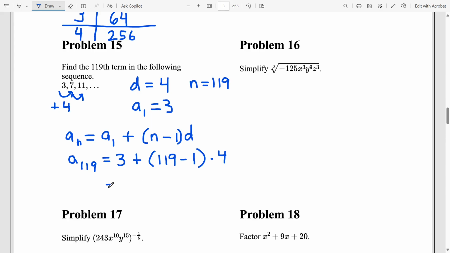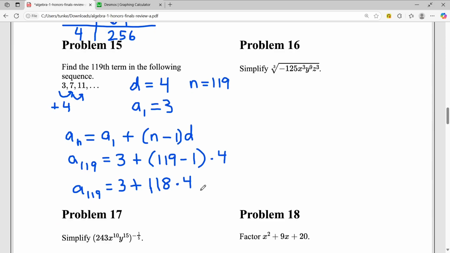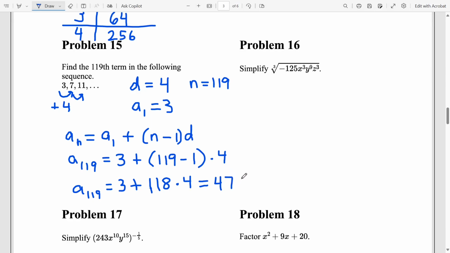Okay, so this is going to be 3 plus 118 times 4. Let's bring up Desmos. So we have 3 plus 118 times 4, and that gives us 475. So the 119th term is equal to 475.